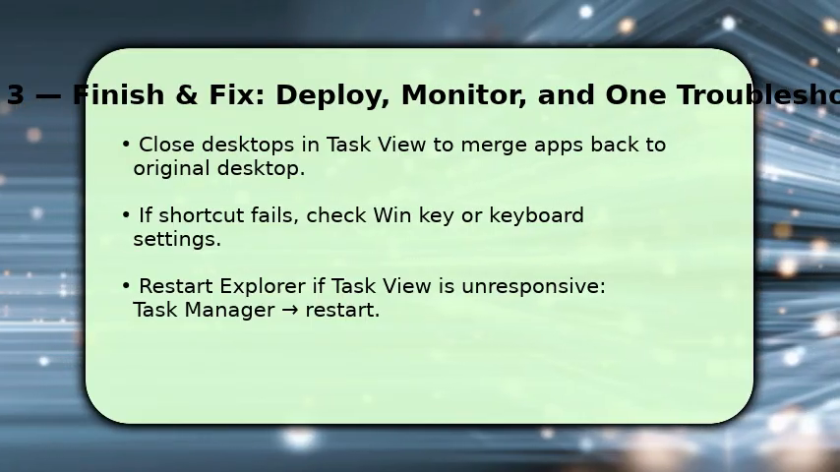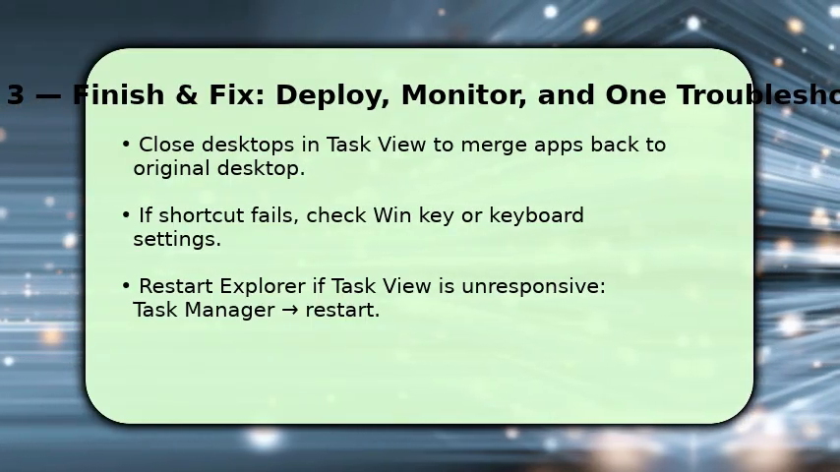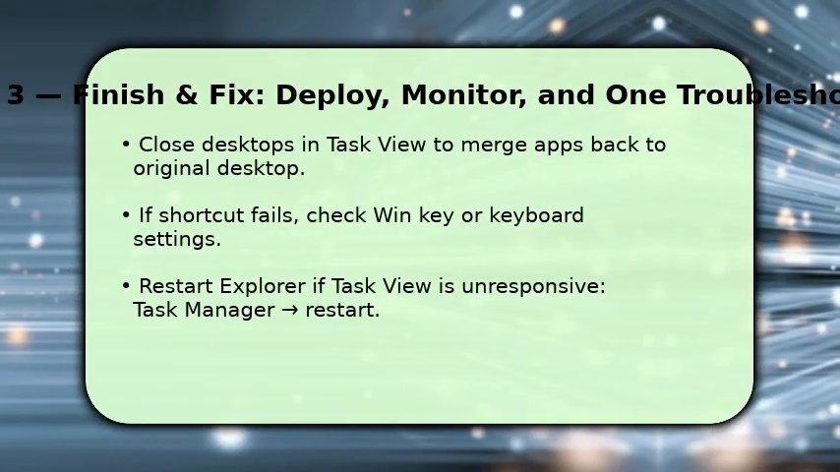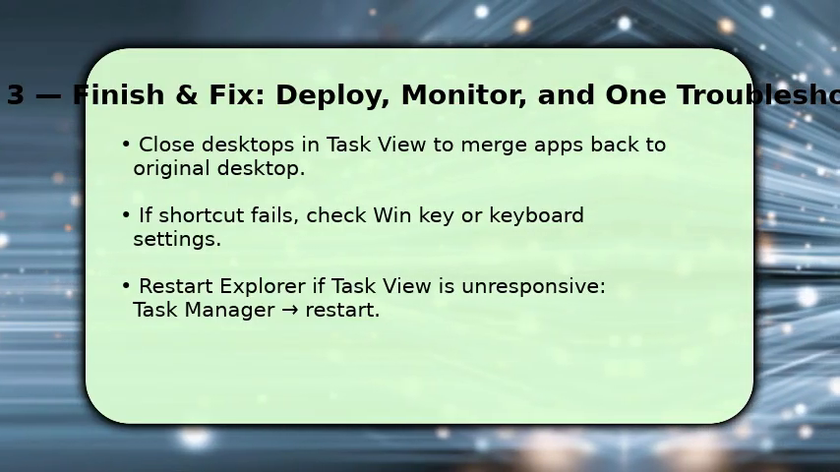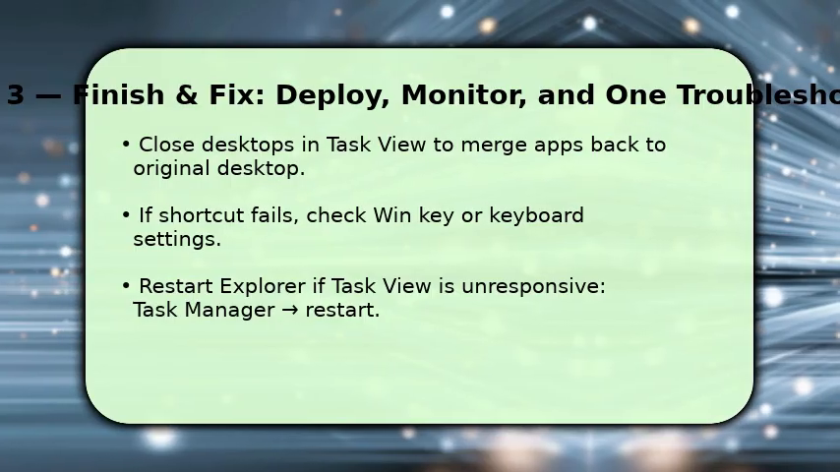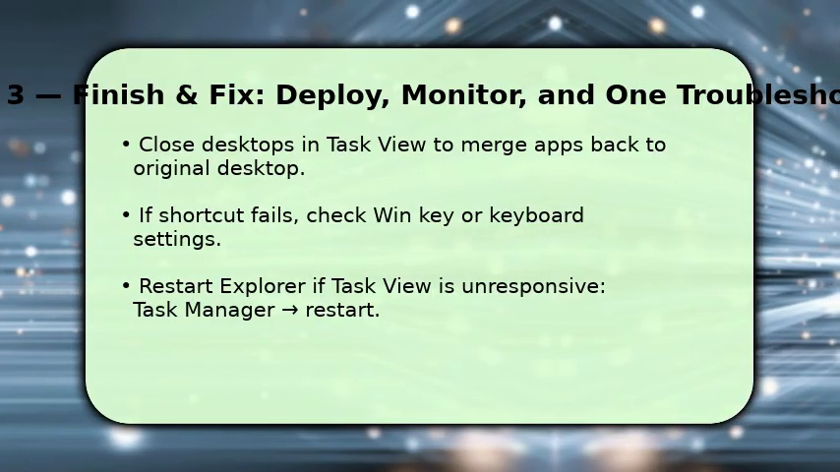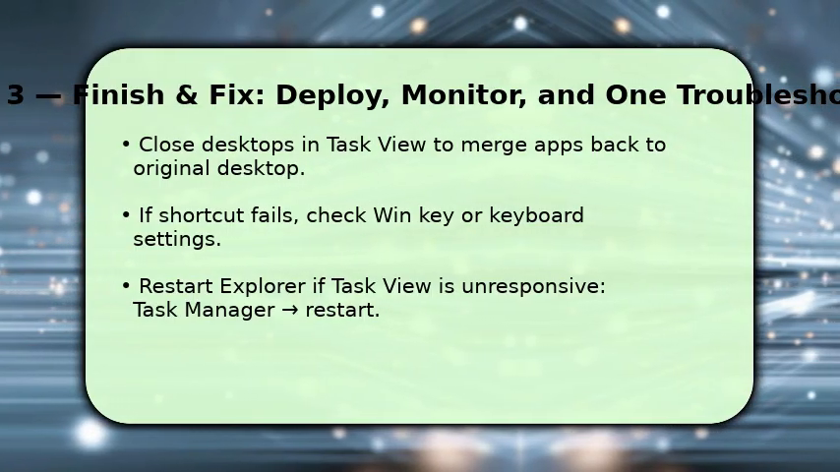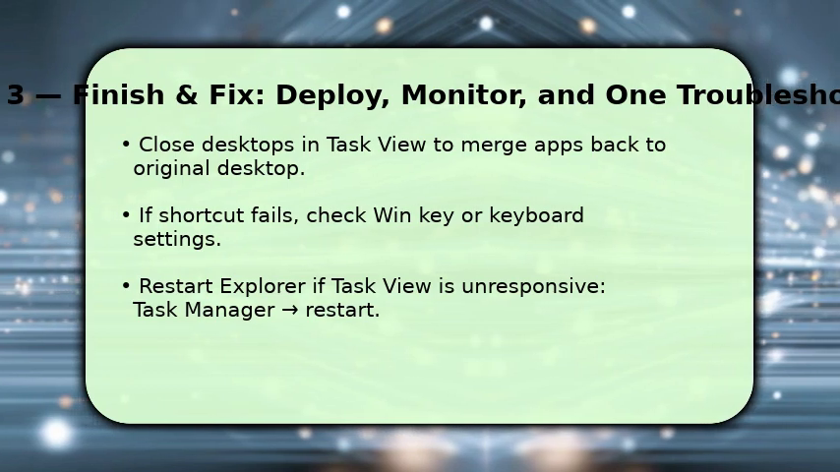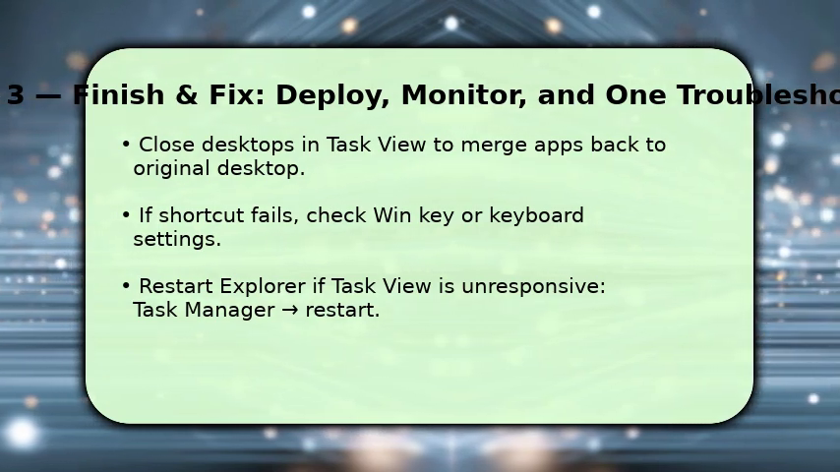If shortcuts like Win plus Ctrl plus Left/Right do nothing, check that the Win key isn't disabled or verify keyboard layout and accessibility settings. If Task View is unresponsive, open Task Manager and restart Windows Explorer. That usually restores the desktop switcher without needing a full reboot.